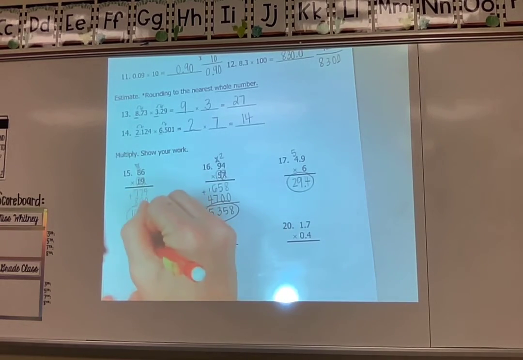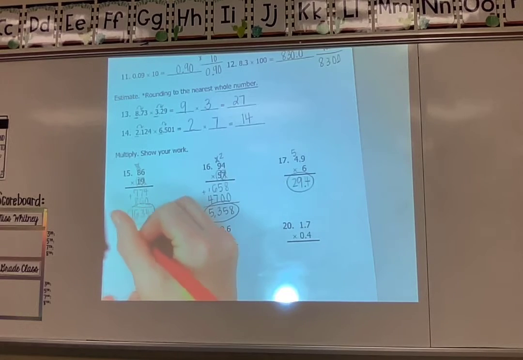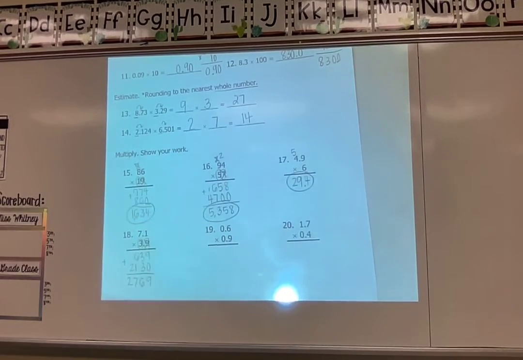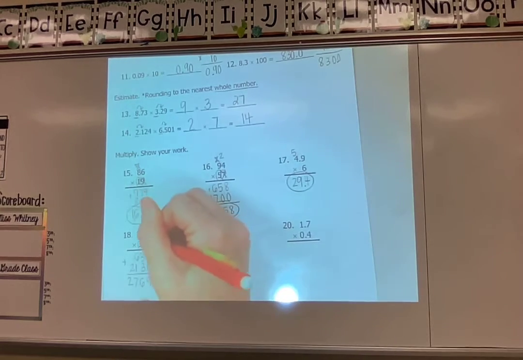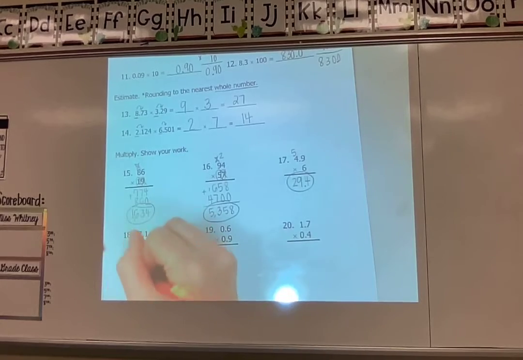7.1 times 3.9, start with my 9. 9 times 1 is 9. 9 times 7 is 63. I'm done with my 9. X him out, make an O. Now I'm with the 3. 3 times 1 is 3. 3 times 7 is 21. Add them up. I'm looking back up there. This one does have decimals, actually, in both numbers. So there's one here and one here. So one, two numbers behind. So two numbers behind.